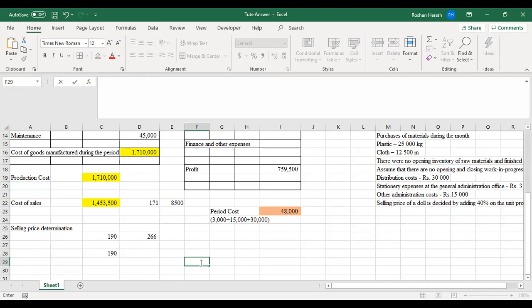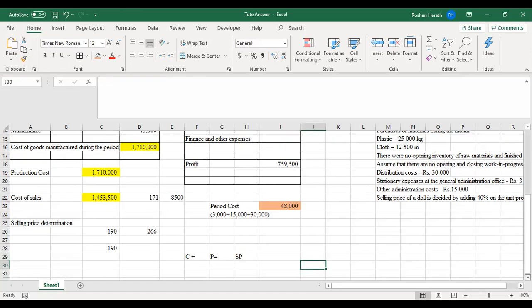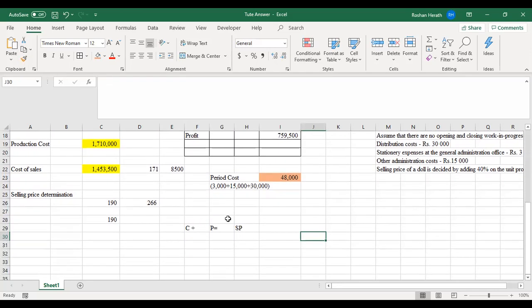The sales formula is always cost plus profit equals selling price. The selling price of a doll is decided by adding 40% on the unit production cost. If the cost is 100, the profit is 40, and the selling price is the sum of these two, 140.